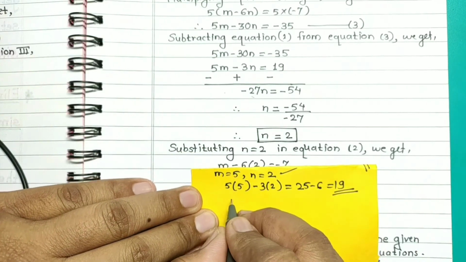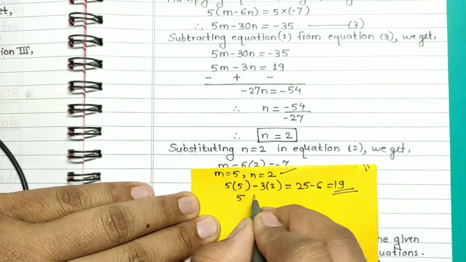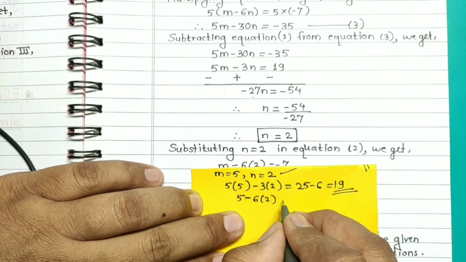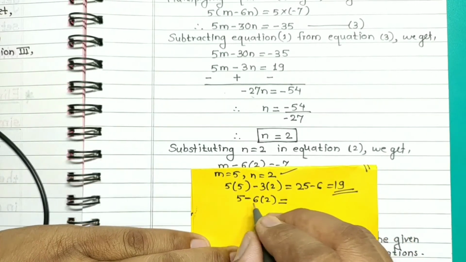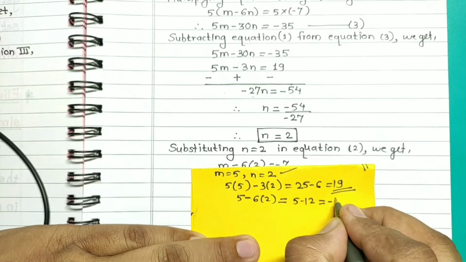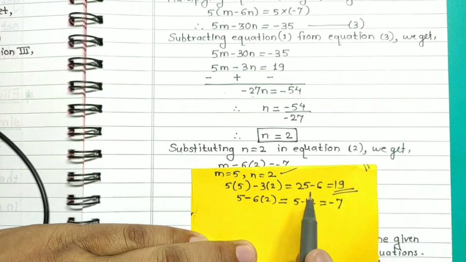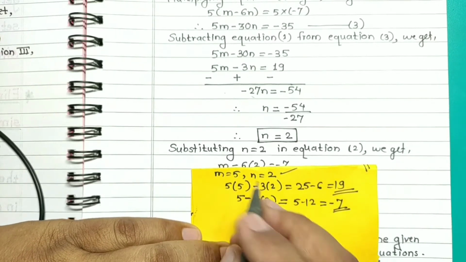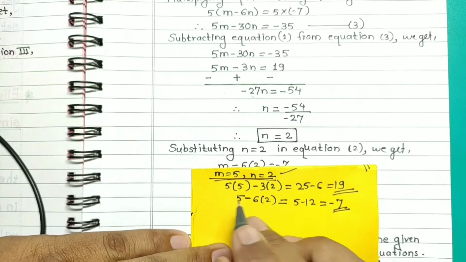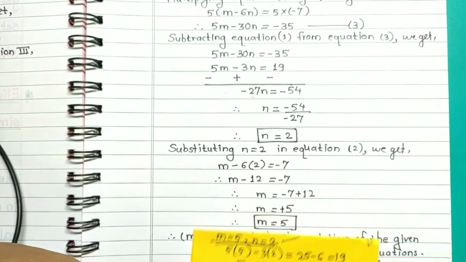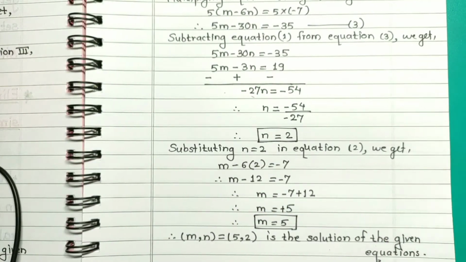Okay, then for the second equation we have 5 minus 6 into 2, since n is equal to 2, this gives us 5 minus 12. So 5 minus 12 is minus 7. See, this is the RHS of the second equation. So with these values, both the equations are satisfied. So our solution is correct. Okay. Now let's go to the next example.